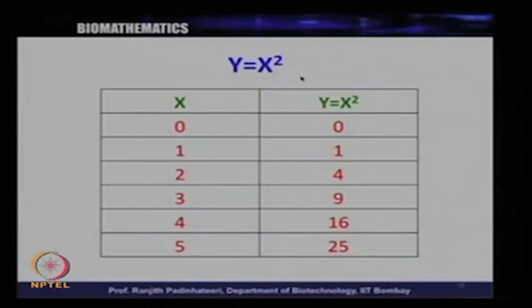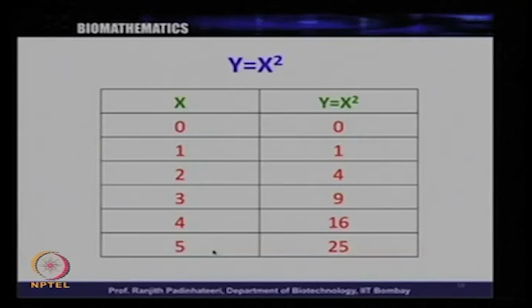Let us have a look at the table. When you say y equal to x square, what does it mean? For every x value, there is a corresponding y value which is the square of that. The square of 0 is 0 itself, the square of 1 is 1 itself, the square of 2 is 4, the square of 3 is 9, the square of 4 is 16, the square of 5 is 25. So, you have 5 x values and 5 y values. The y values are basically the squares of the x values.